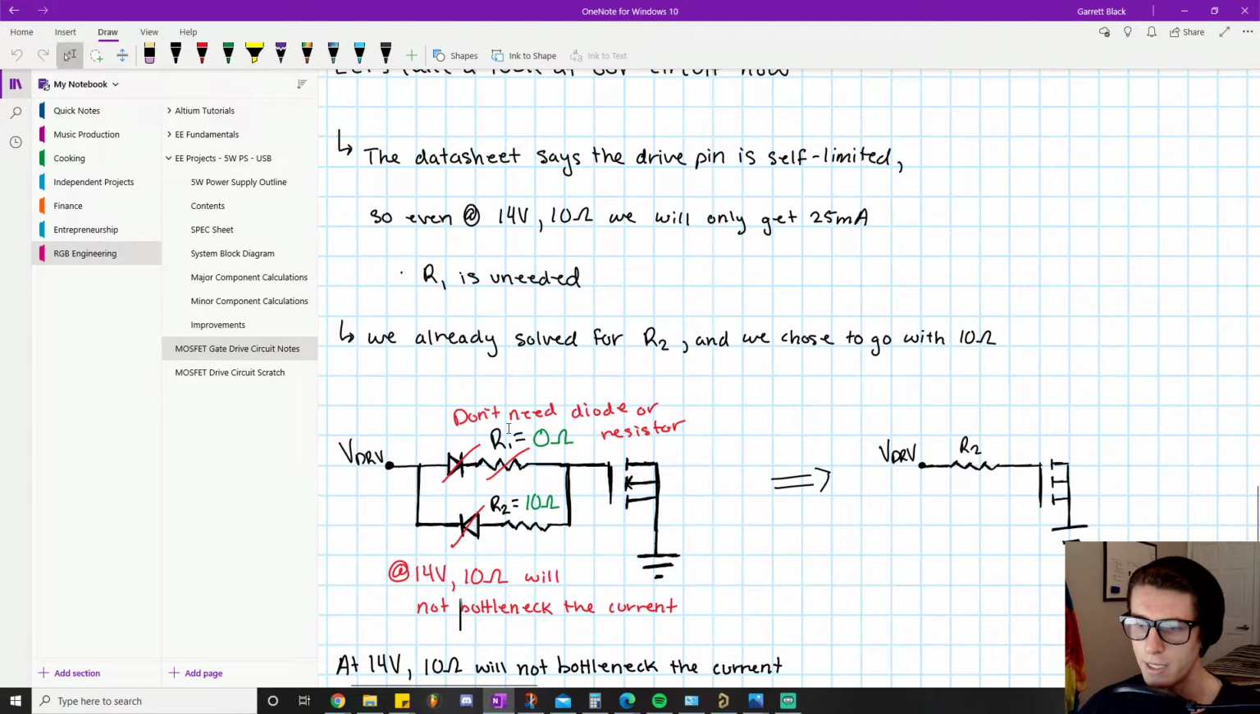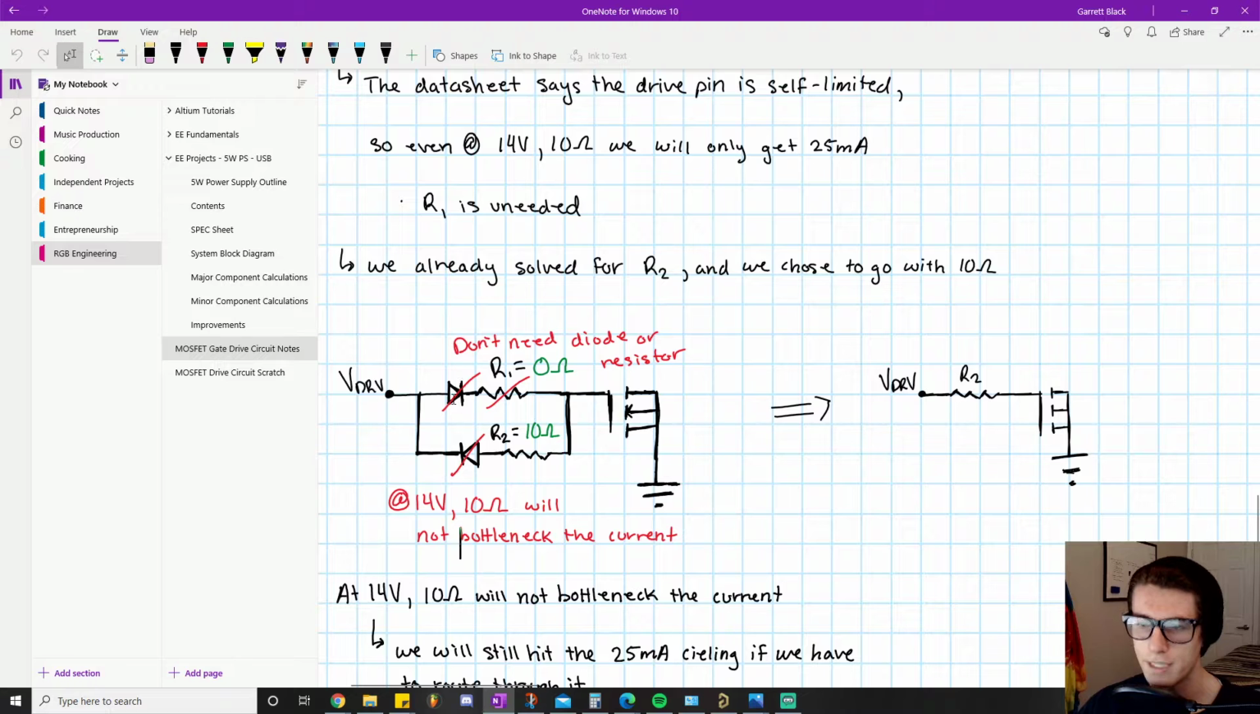So as a result, we can get rid of both of these diodes and this resistor and just put a resistor there. Let me think of another way to say it if it's not 100% clear. What I'm basically saying is that we can get rid of all of this stuff and literally just go with one resistor, R2, whose job is only to dampen. That is because, one, we are self-limiting.